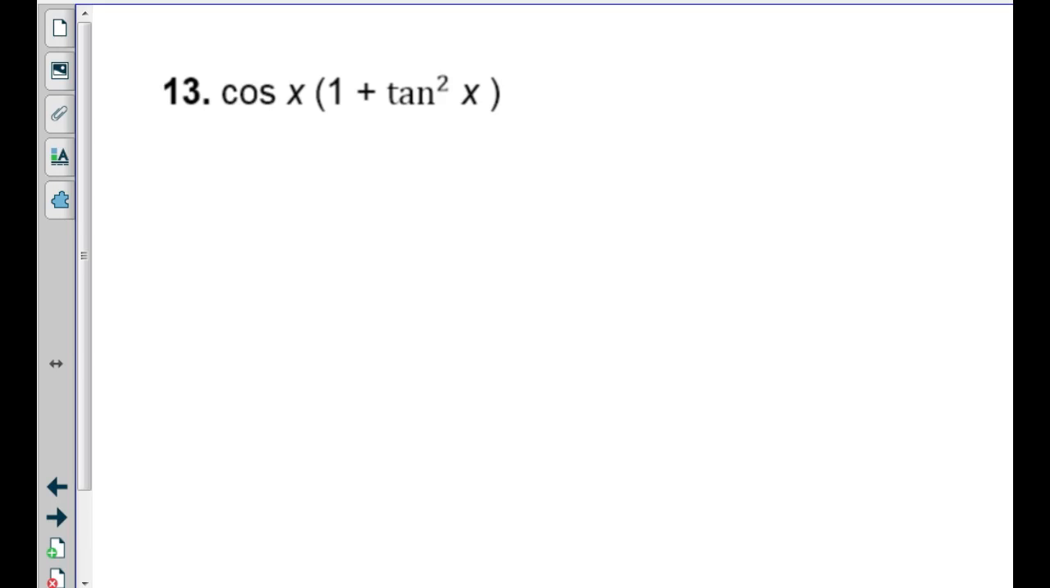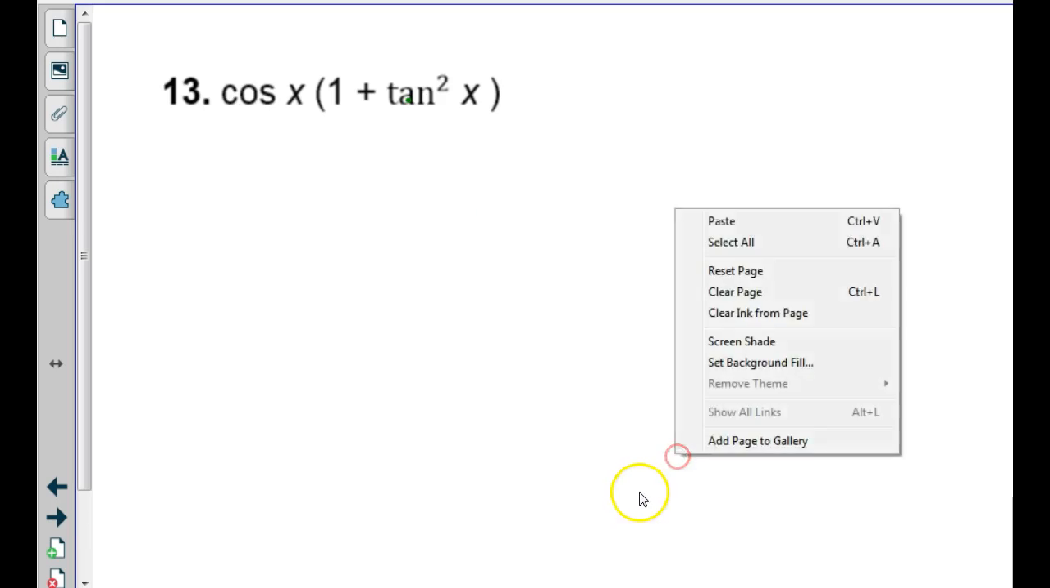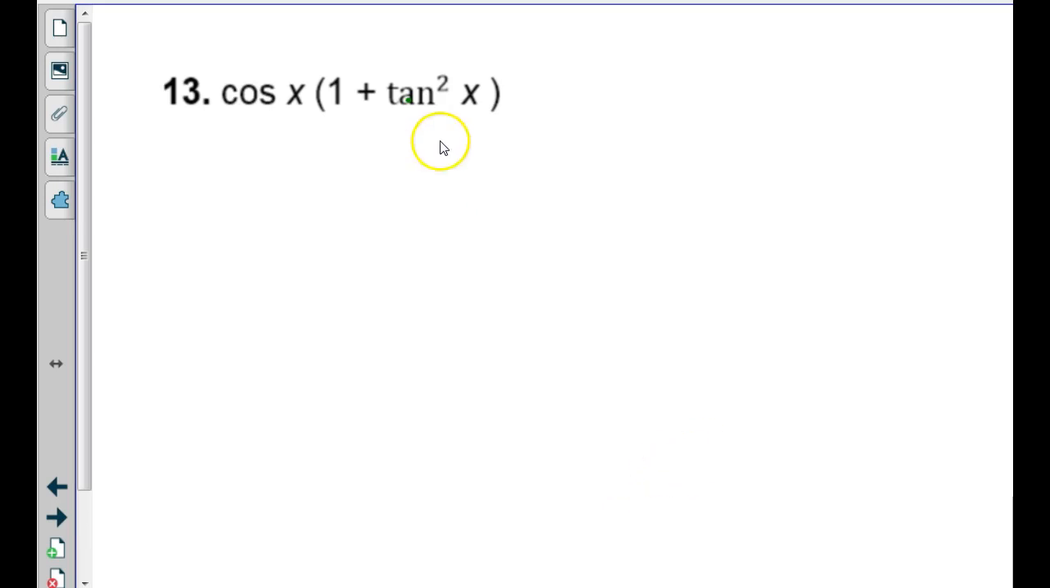We could change the tangent to sine over cosine or sine squared over cosine squared, but is there something we can trade the whole parenthesis for here? I'm not sure, because I don't always have these memorized very well. Okay, hang on, having cursor issues as usual. Okay. So you're telling me 1 plus tangent squared is a secant squared?